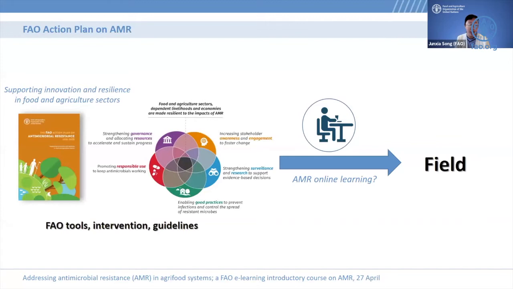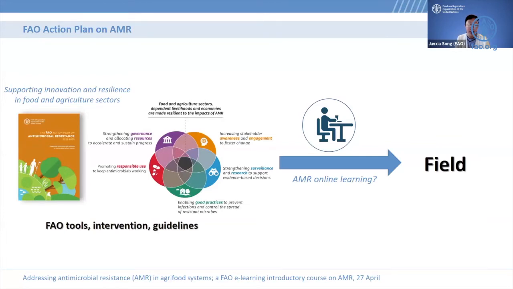Number 1, increasing stakeholders' awareness and engagement to foster change. Number 2, strengthening surveillance and research. Number 3, enable good practices for infection prevention and control. Number 4, promoting responsible use of antimicrobials. Number 5, strengthening governance and allocating resources sustainably.